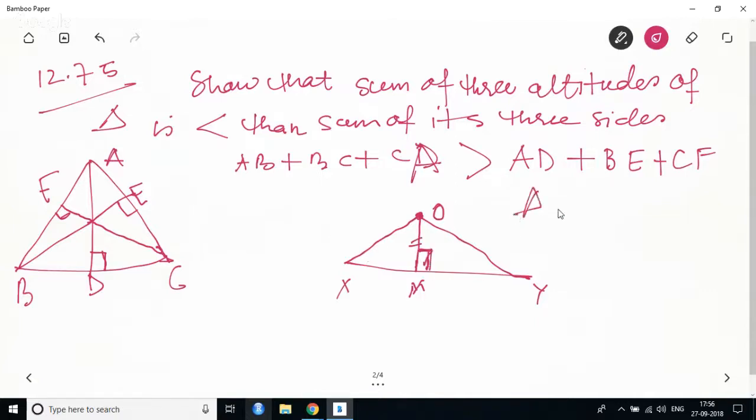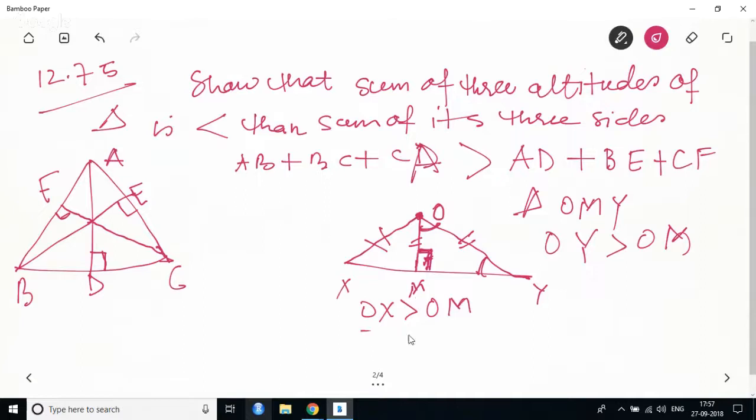Go to triangle OMY. Now this is 90 degrees, so in this triangle all the other angles would be lesser than 90 degrees. Hence, the greater angle has the larger side opposite to it. This is the greater angle, 90 degrees, and both the other angles are lesser than 90 degrees. So OY would be greater than OM. Similarly, you can prove that OX is also greater than OM.